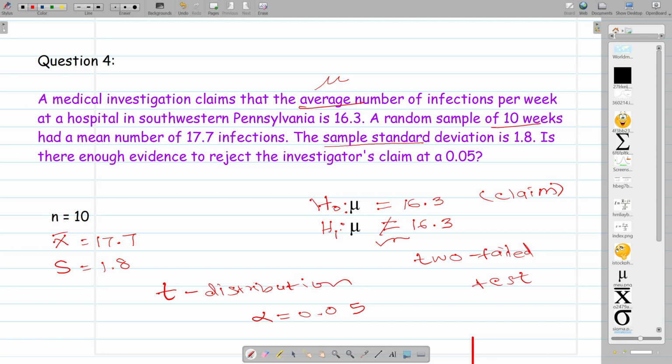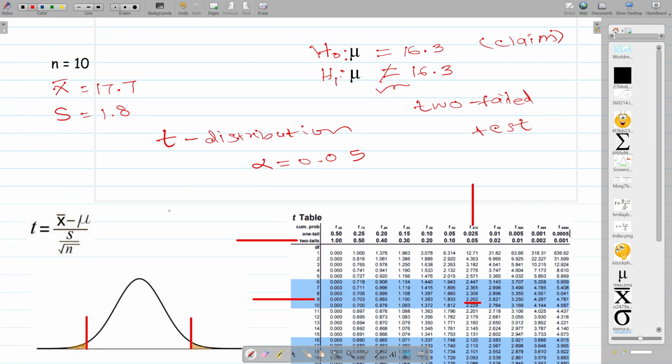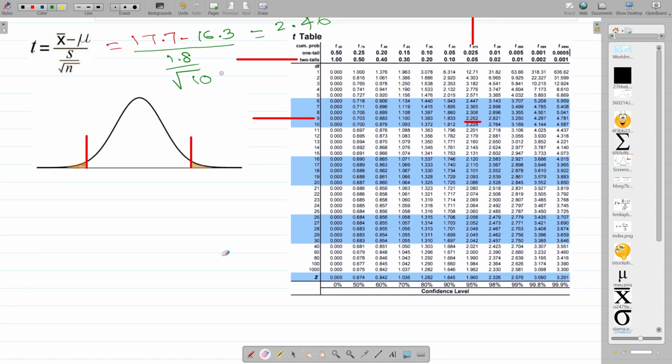Before going to that, we should find out the test statistic value. So this is the equation for the t-test statistic. Substitute the values you have. x bar is 17.7. Mu is something we should put from the null hypothesis, here 16.3. Divide that 1.8 by the square root of 10. So for this one, you will get the answer 2.46.